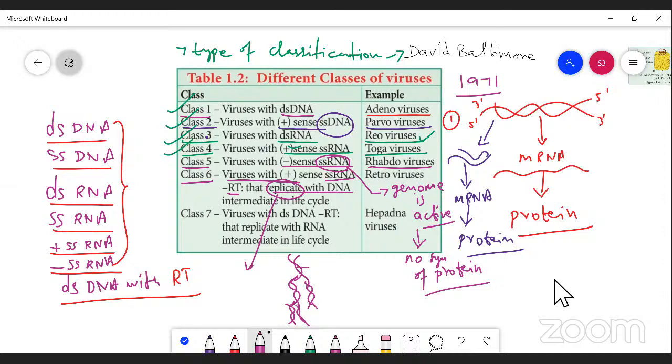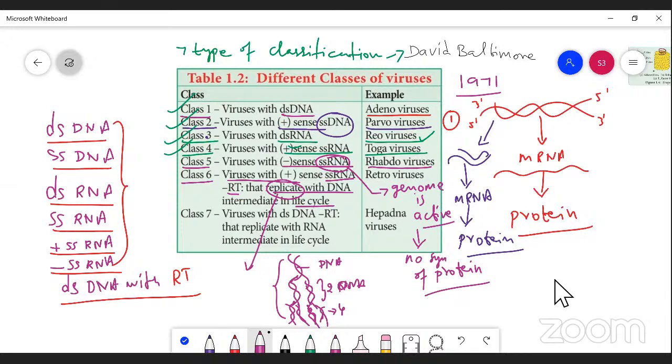These are only DNA structures. Again, four DNA structures are produced, only by replication of their own genomes. Let's say replicate with DNA, as an intermediate in the life cycle.